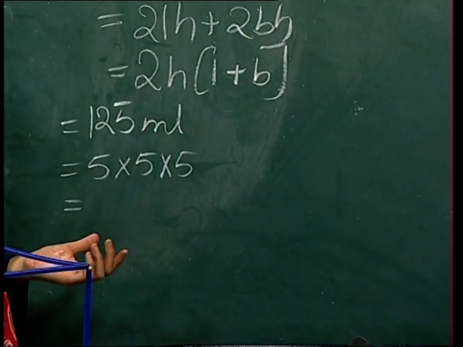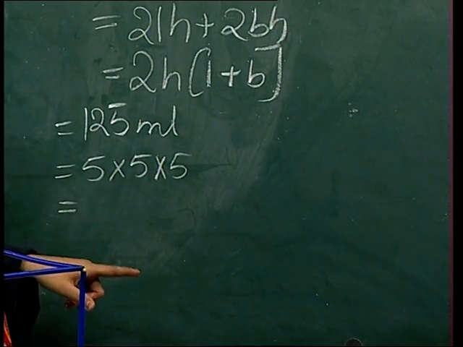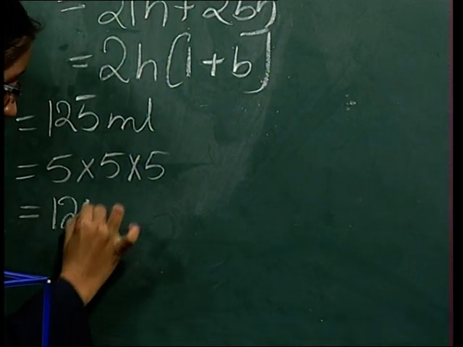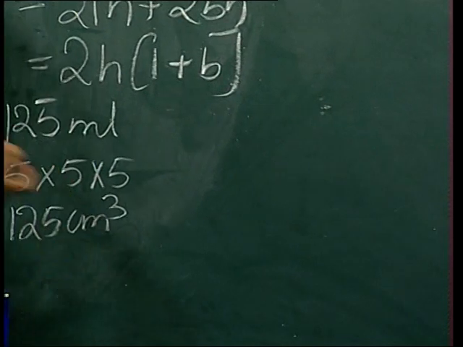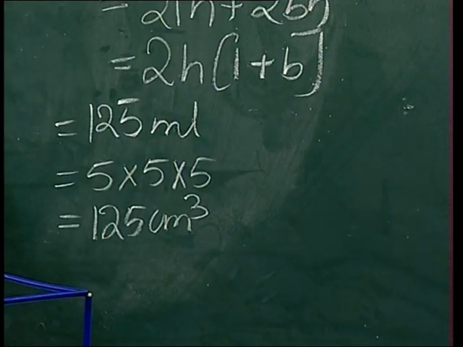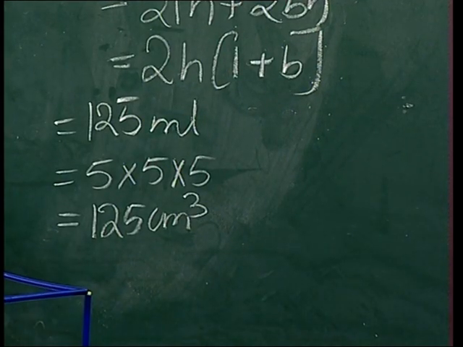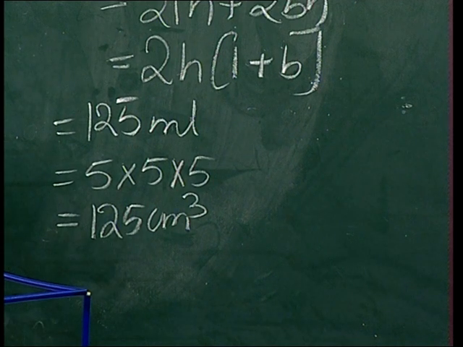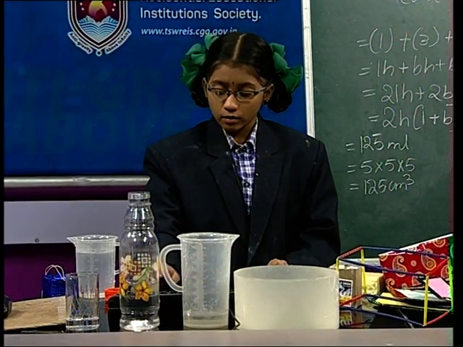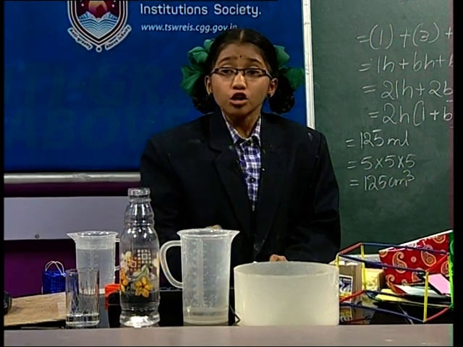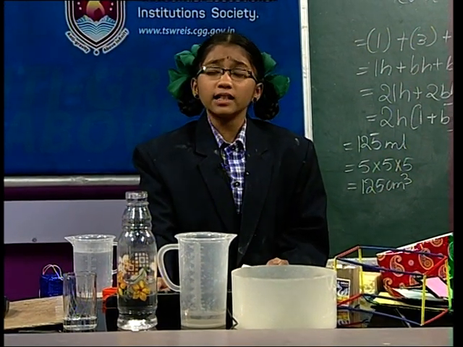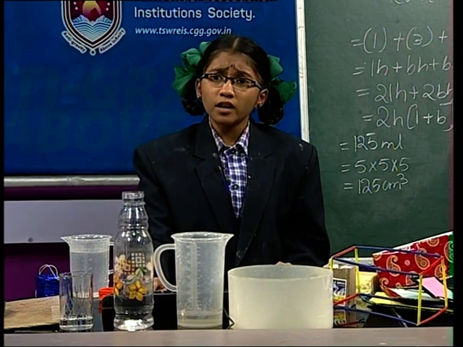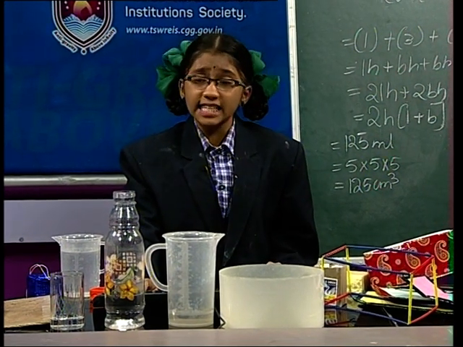So 5 5s are 25, 25 5s are 125 cubic centimeters. We get 125 cubic centimeters. Cube is the most important. So here we get the cube. So what is a cube? In a cube all sides are equal.